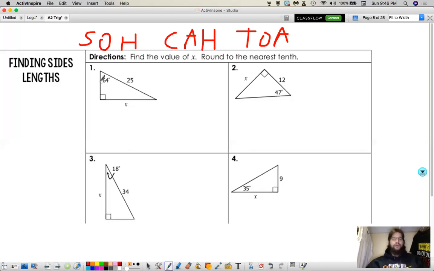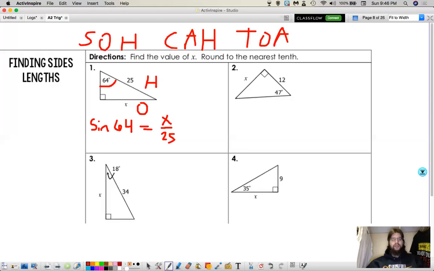So I know this is the reference angle. I'm looking for the opposite, and I have the hypotenuse. That means I'm going with sine here. Write out your setup. Sine of 64 is equal to opposite over hypotenuse. That's just a basic trig equation.